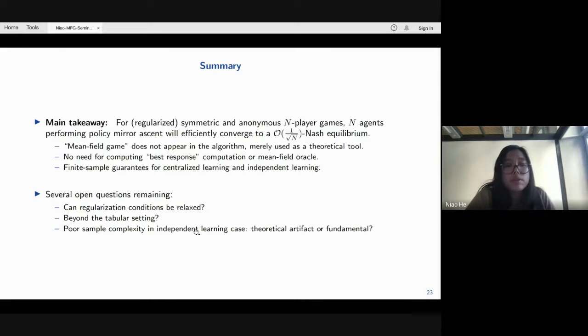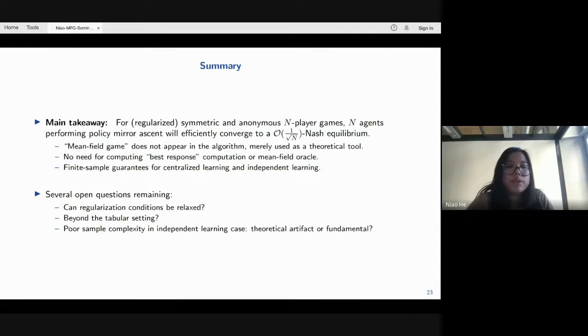The other question is, can we combine many of these results with function approximation to solve much larger scale problems? This seems doable given the extensive success in single agent settings of combining policy mirror descent with function approximation. Lastly, we find there is a discrepancy between the sample complexity of the centralized learning setting and the independent learning setting. It's not clear whether this is a fundamental limitation of independent learning, or more of a proof artifact.